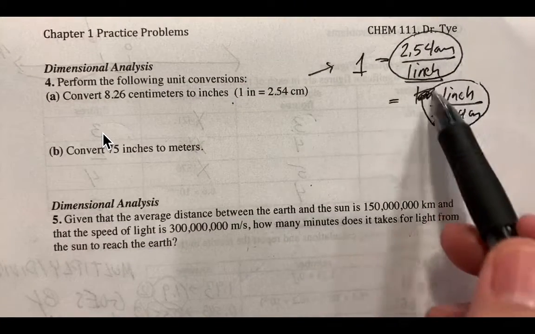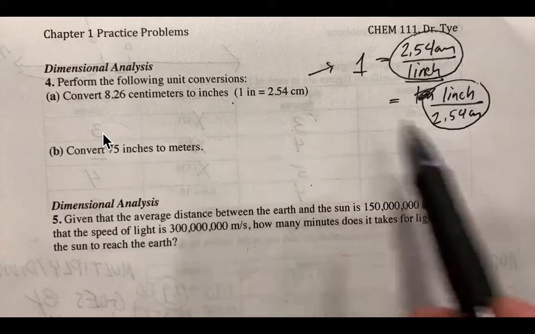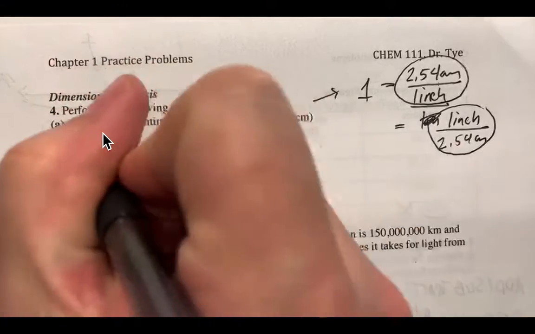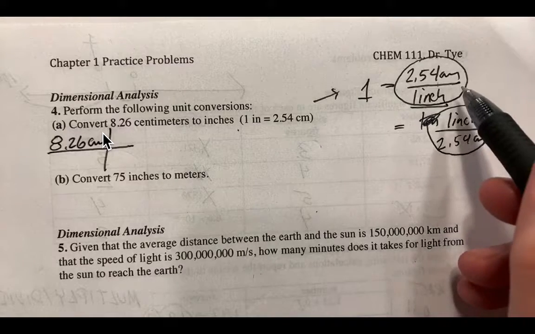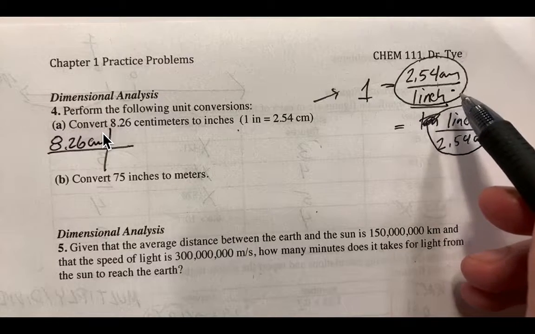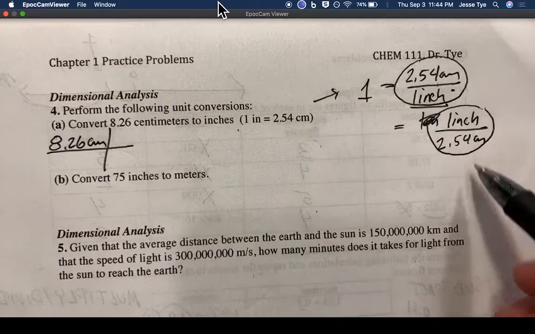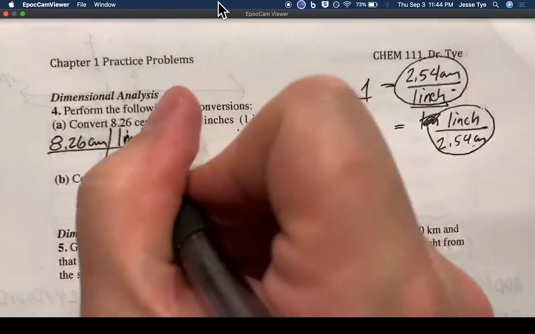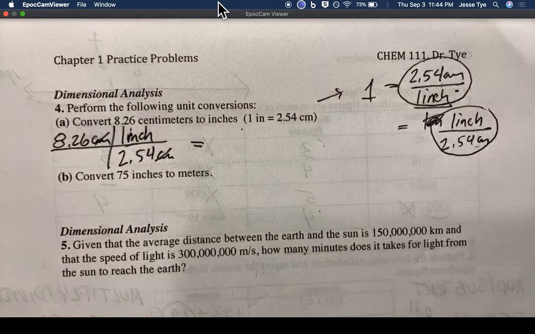Okay, and the whole point of this is if we multiply by either of these, it doesn't do anything to the quantity, it only changes the unit. So let's see how that works. Start out with 8.26 centimeters, and I want to convert it into inches. This one right here is a bad choice because inches does not cancel centimeters. So I want to cancel centimeters, so I'm going to use the second one: 1 inch on top and 2.54 centimeters on the bottom. Centimeters cancel.